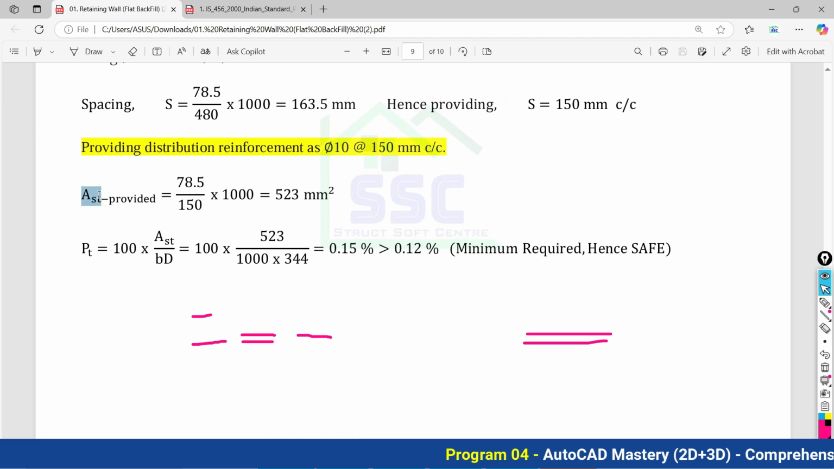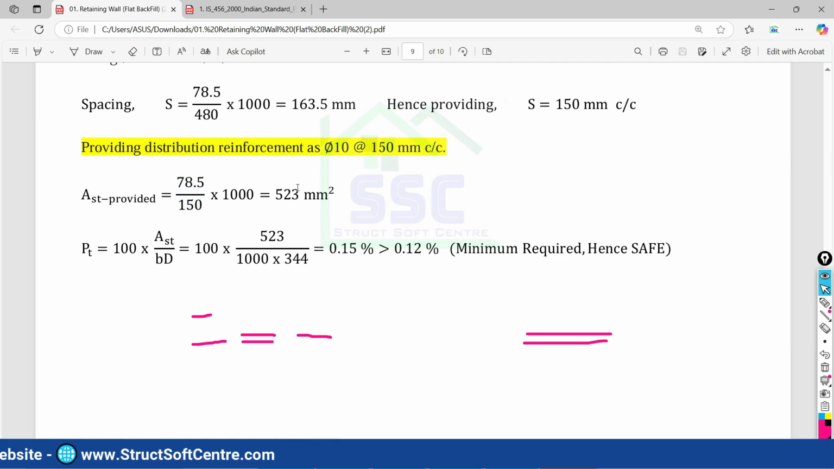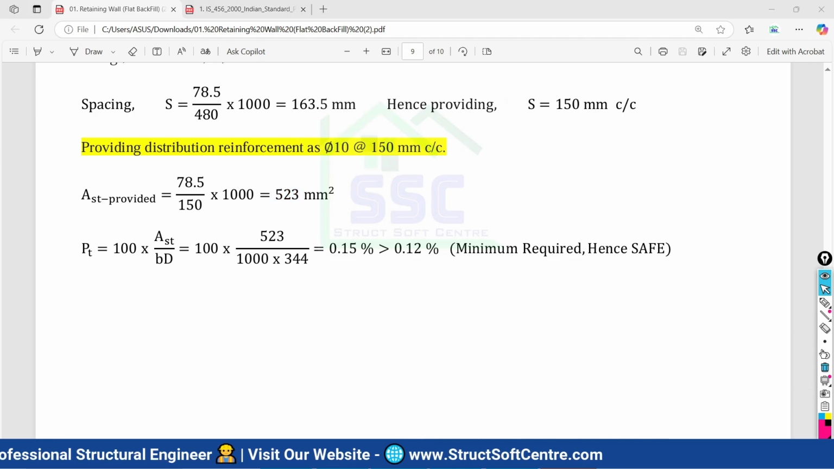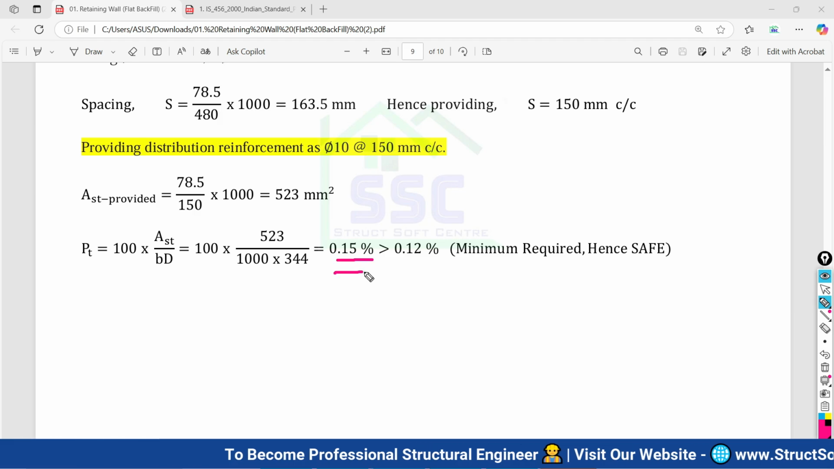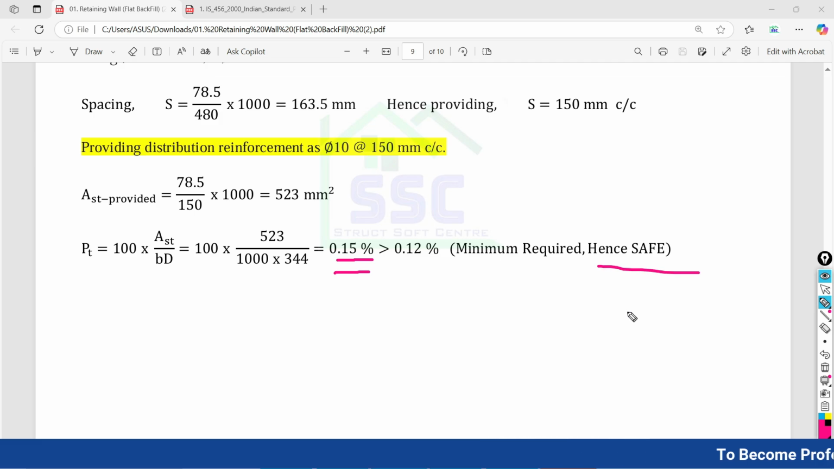Now finally, Ast provided as distribution reinforcement is 78.5 unit area divided by the finally provided spacing, and this gives the area of reinforcement provided as 523 mm square. Now finally, the percentage of reinforcement for the distribution bars is 0.15%, which is greater than the 0.12% minimum required, hence it is safe. The minimum requirement is 0.12%. What have we provided?